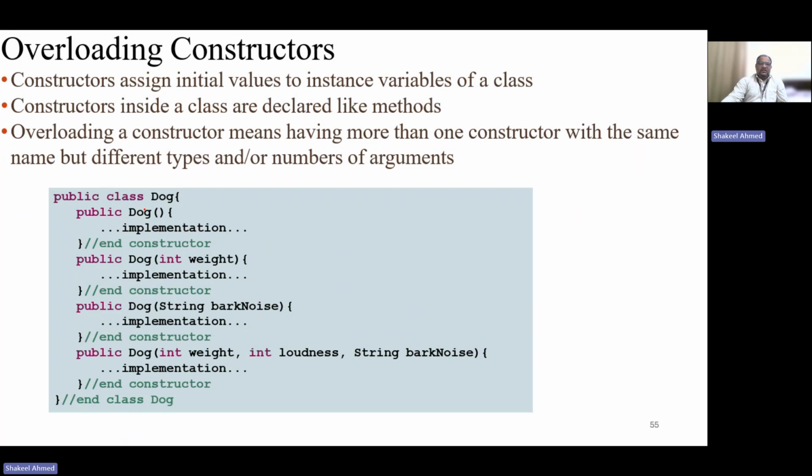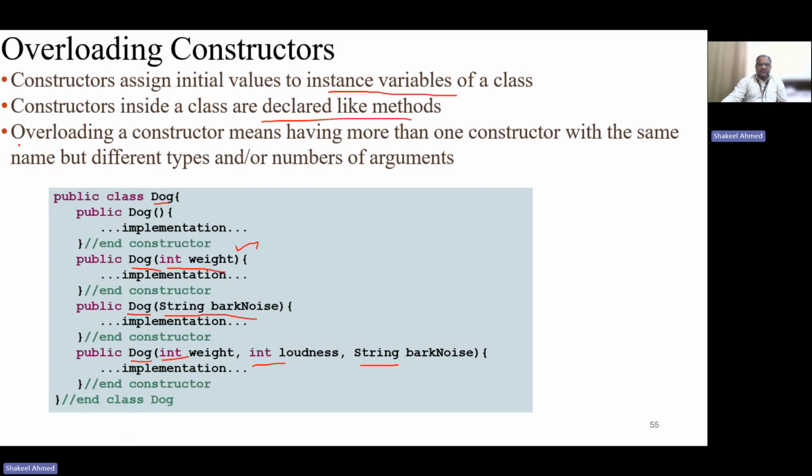You can have the same name as the class name, but here you will have a different signature. Here you see we are calling with an integer one time, and here we are calling with an integer and a string, and here we are calling with different parameters. So the implementation will depend. Assign initial values to instance variables inside a class; constructors are declared like methods, so they are also like methods.